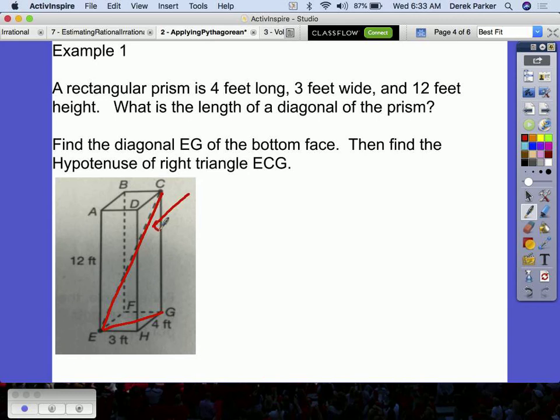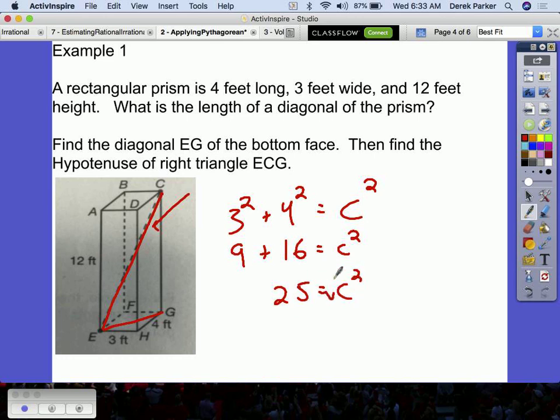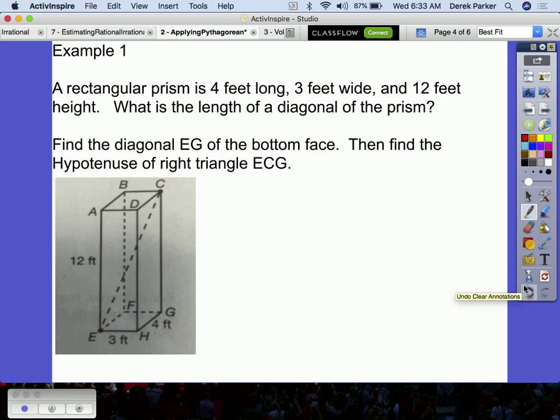So let's go ahead and plug that in. 3 squared plus 4 squared equals C squared. And I get 9 plus 16 equals C squared. 25 equals C squared. Solve for C. And 5 equals C. Okay, so from E to G, that's 5.